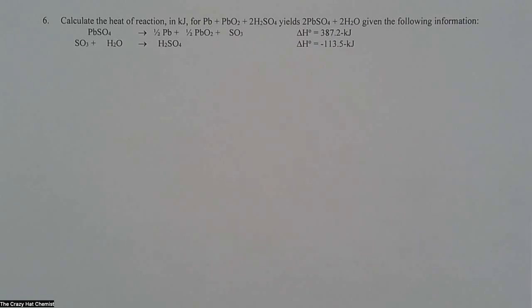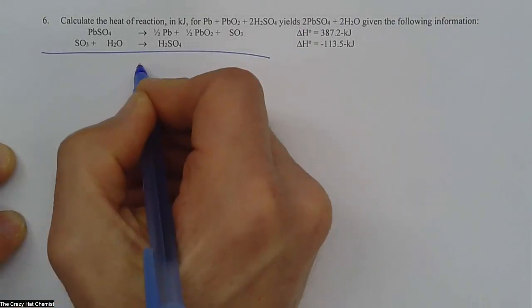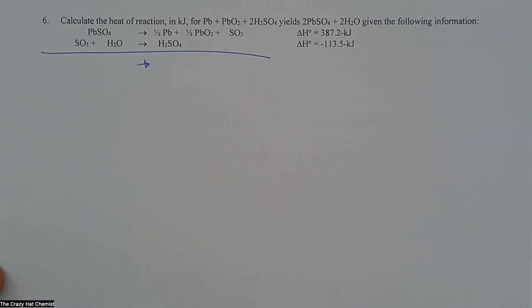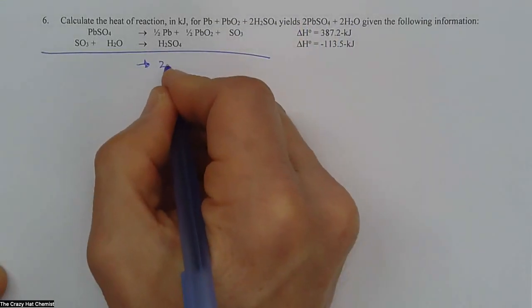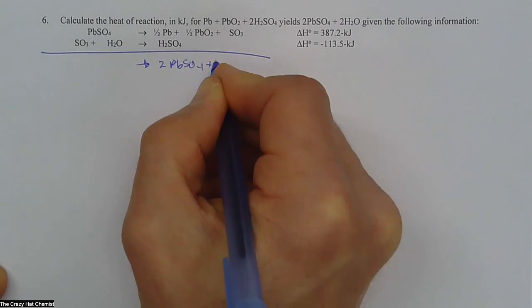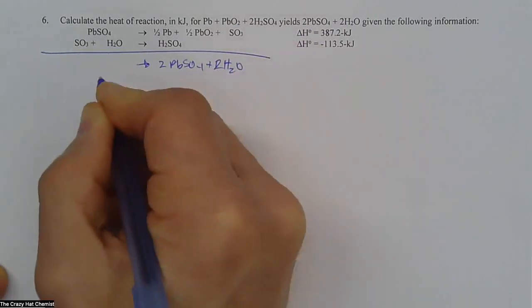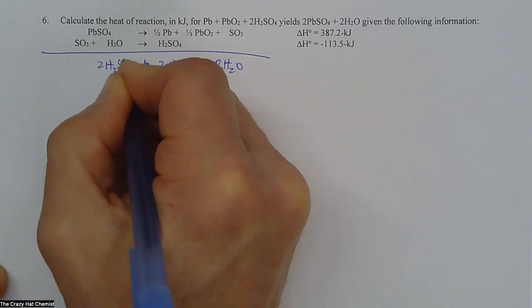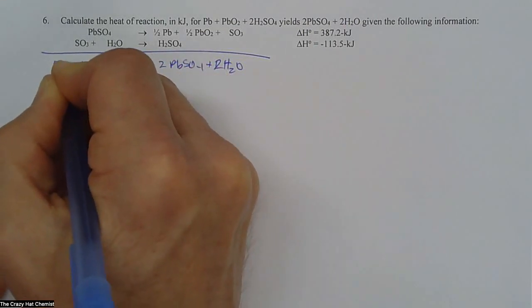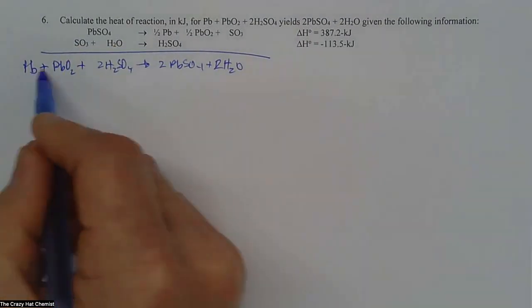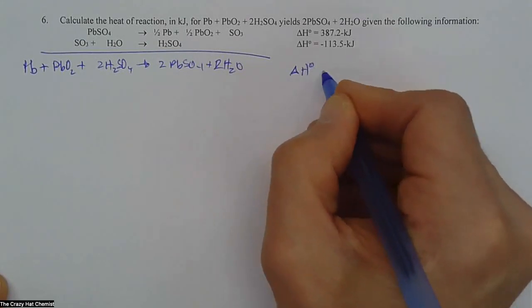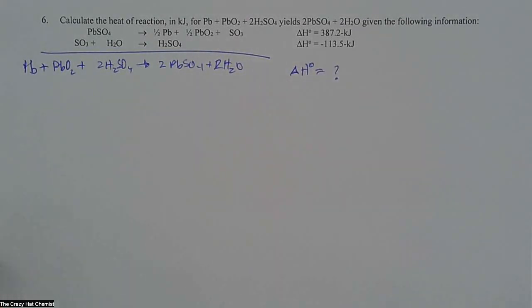All right, so let's see here. We're going to draw a line in the sand, and we're going to put an arrow down. And then I'm going to rewrite the equation that I want. It yields 2 PbSO4 plus 2H2O, and then here I got 2H2SO4 plus PbO2 plus Pb. So this is what I want. I'm going to have to solve for the enthalpy change for this reaction. That's really my question mark. That's what I want to get. So how do I get to there?